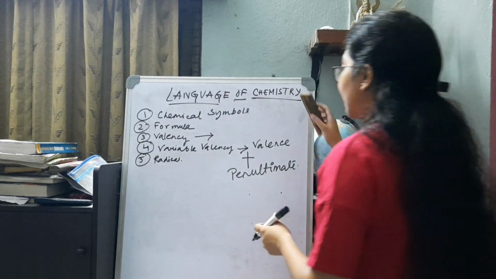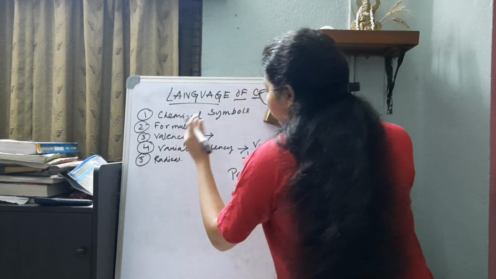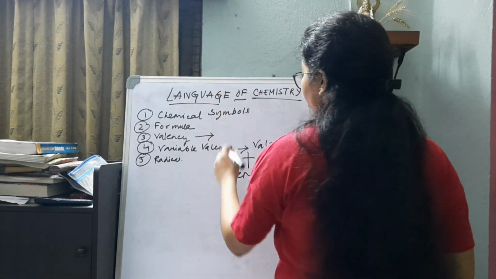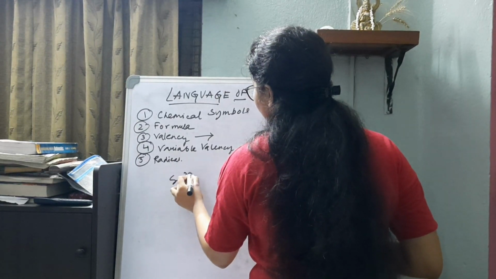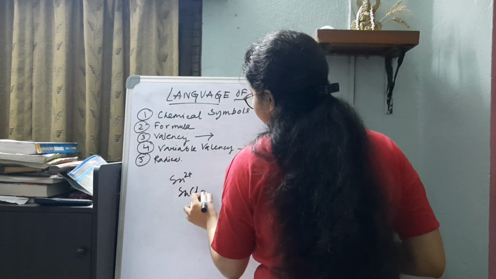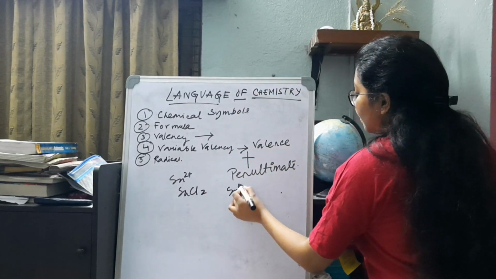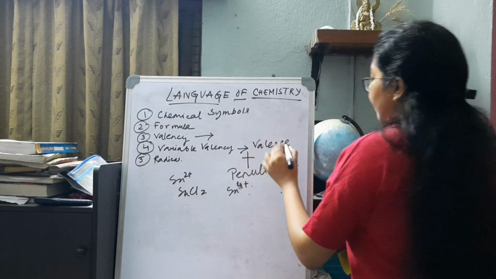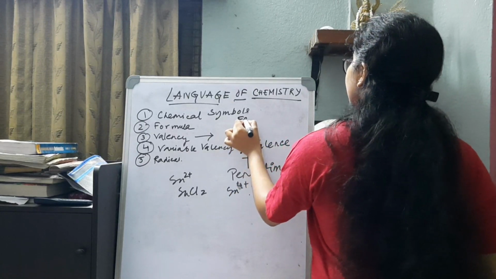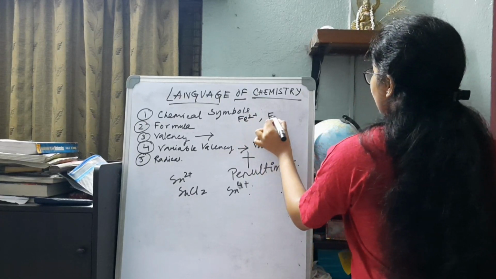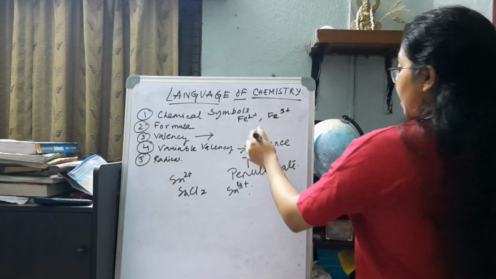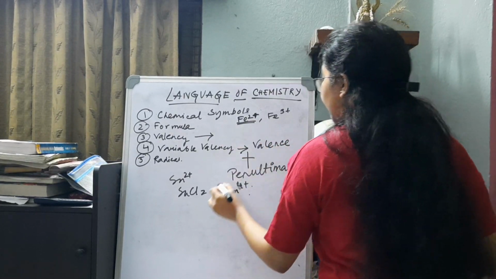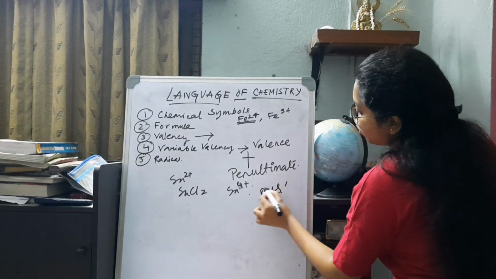And it is due to this variable valency that, for example, tin, which is a transition metal, has two valencies. That is Sn2+, which is obviously seen in SnCl2, as well as Sn4+. Then iron exhibits variable valency of Fe2+ and Fe3+.